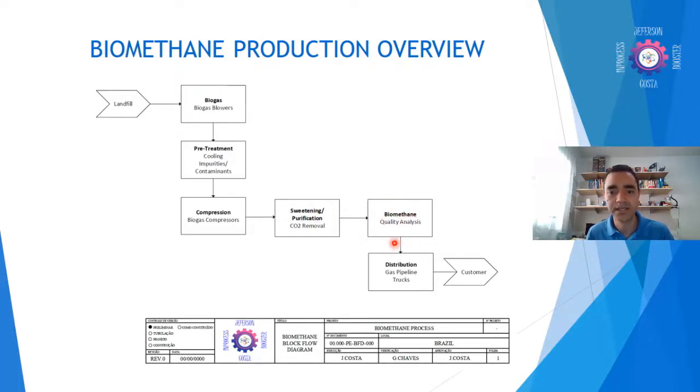I must verify the quality, and if it meets the quality required by the regulations and the contract, I can do the distribution. The distribution can be using a gas pipeline to an industrial area, or it can be done by trucks, as you have seen in the picture. And with that, we finally send the biomethane, and the customer can use it for his application. And as we are talking about an engineering document, I need to have some administrative information here, like the revision date, the executor, the verifier, the approver, and so on.